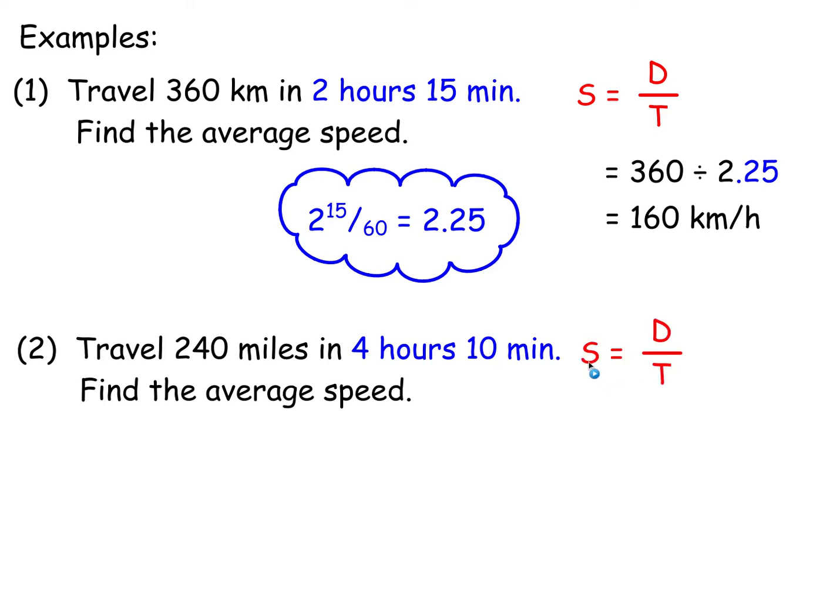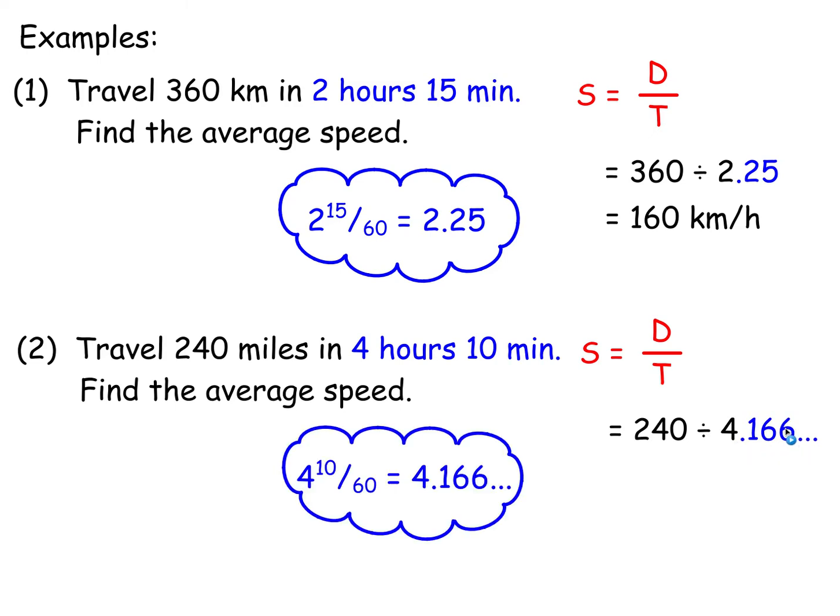So average speed, S equals D over T. Distance 240 divided by the time in hours. That's it as a decimal with these recurring 6's. Or better, use 4 and 10 sixtieths on the calculator. It'll come out exactly 57.6. That's how many miles you do in 1 hour, so it's mph, miles per hour. So, formula to memorise is S equals D over T.